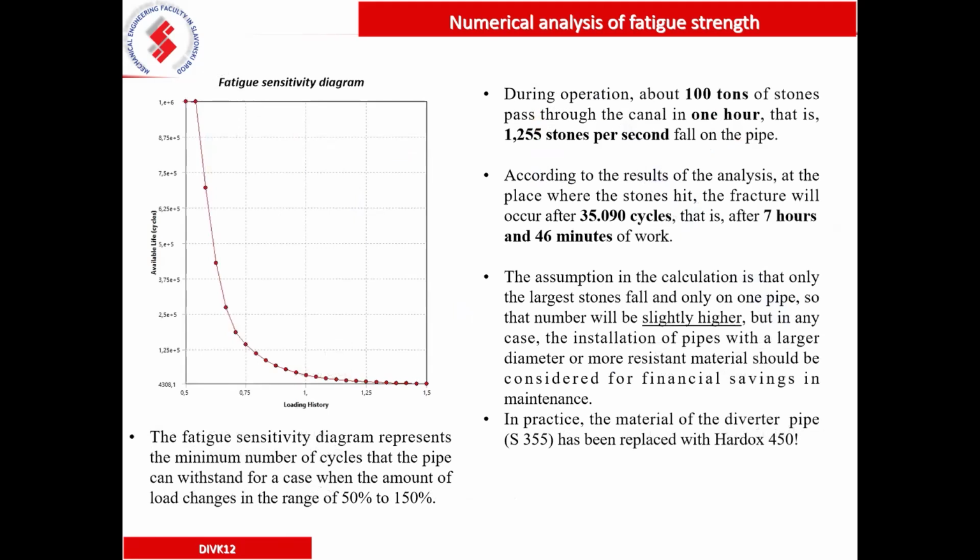And we also did a fatigue sensitivity diagram and concluded that during operation about 100 tons of stones pass through the channel in 1 hour. It means that practically 1.2 stones per second fall on the pipe. So this is a relatively high frequency of hitting the pipe. And according to these results, the fracture will occur after 35,000 cycles, which means practically 7 hours and 46 minutes of work. This is one shift.